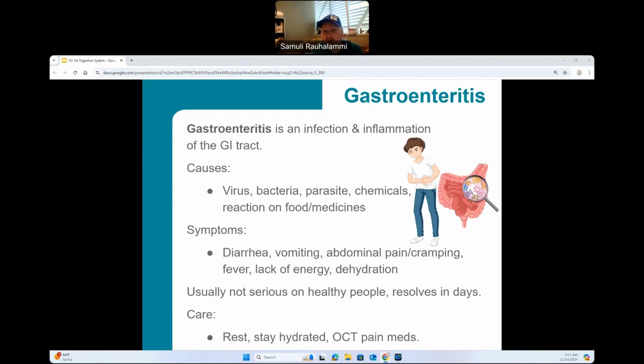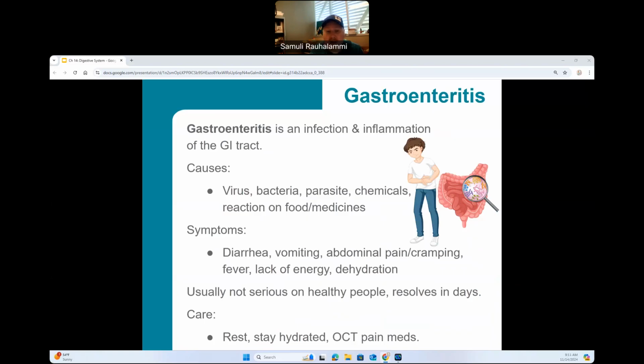Gastroenteritis is an infection and/or inflammation of the digestive tract. It can cause various kinds of symptoms such as diarrhea, vomiting, abdominal pain or cramping, fever, lack of energy, and importantly, what we are concerned with would be dehydration. And this can be caused by many different things, such as viruses, bacteria, bacterial toxins, parasites, chemicals, or as a reaction to certain medicines or foods.